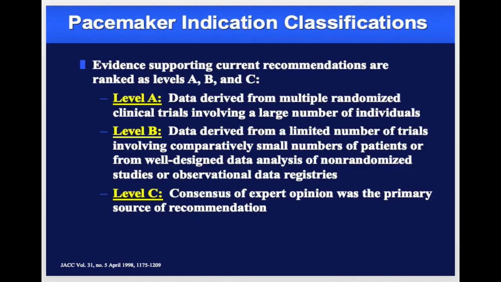Evidence supporting current recommendations is ranked as level A, B, and C. Level A is data derived from multiple randomized clinical trials involving a large number of individuals. Level B is data derived from a limited number of trials involving a comparatively small number of patients, or from well-designed data analysis of randomized studies or observational data registries. Level C is where expert consensus opinion was the primary source of the recommendations.